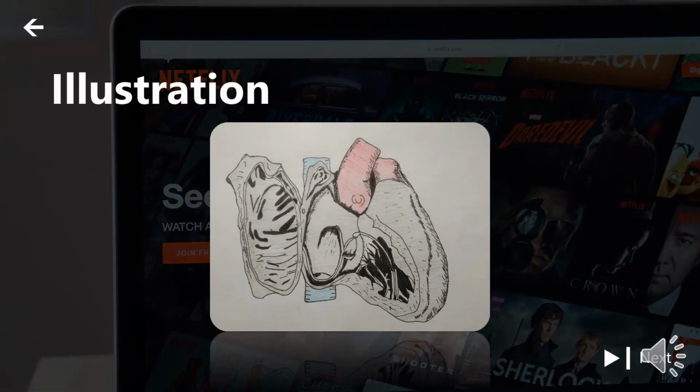So here is an illustration of the interior of the right atrium and the right ventricle.